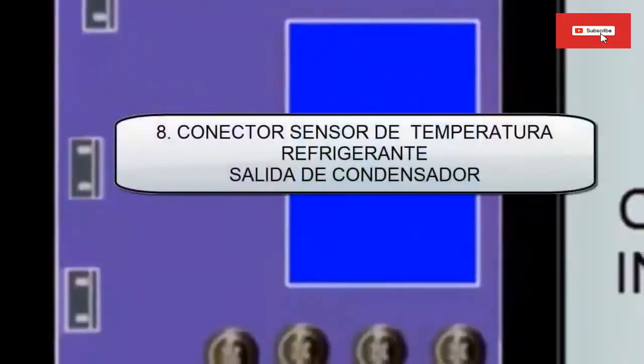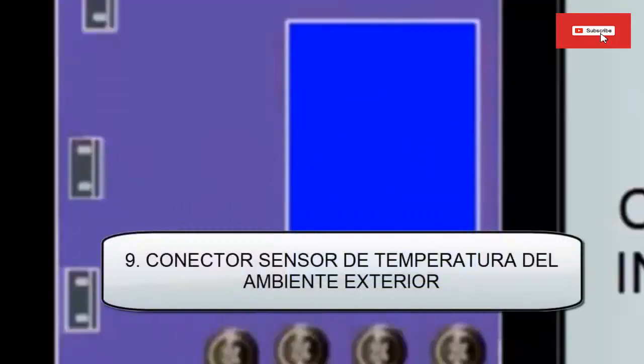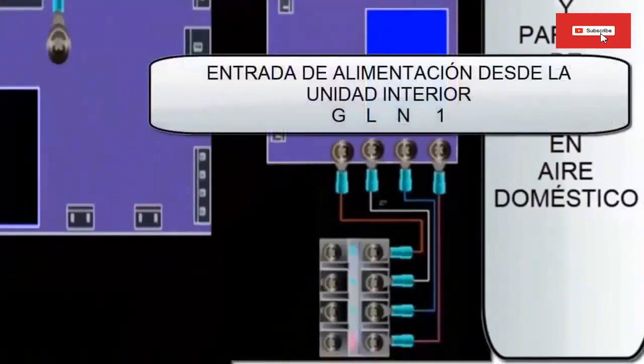8. Coolant temperature sensor connector at the outlet of the condenser, to measure the subcooling of liquid refrigerant. 9. Connector for the temperature sensor for the outside environment of the room. 10. Power and signal input from the indoor unit. It is the electrical connection point of the entire system.